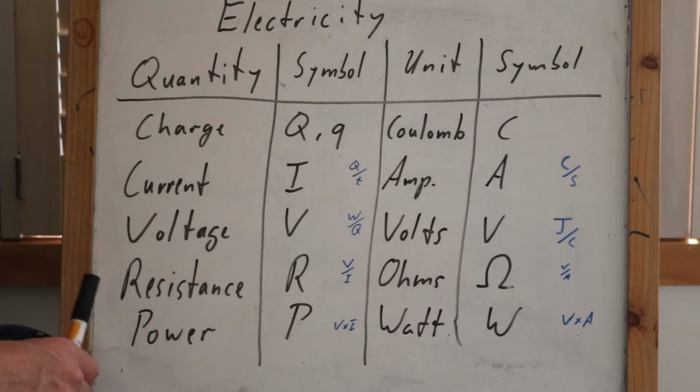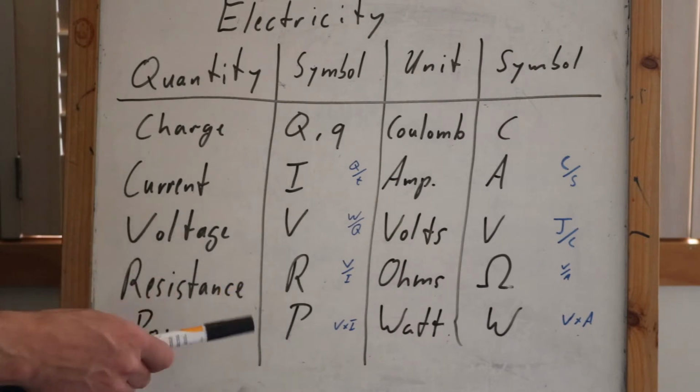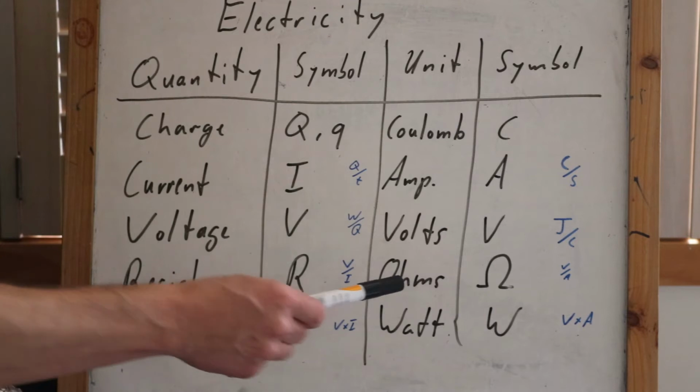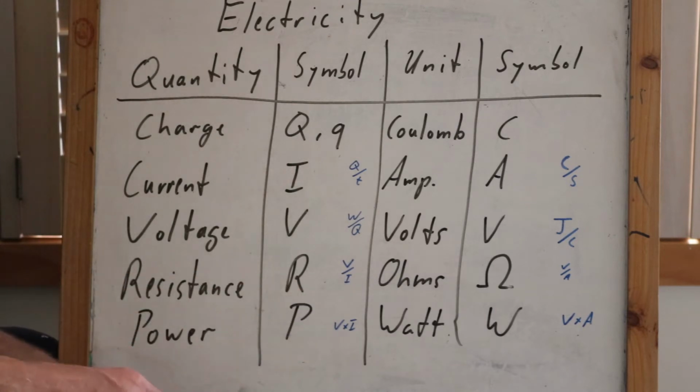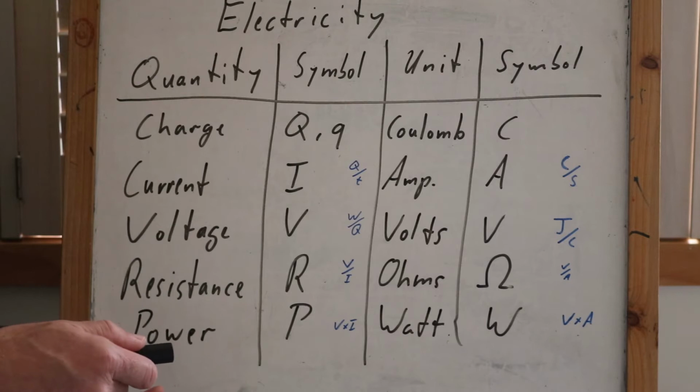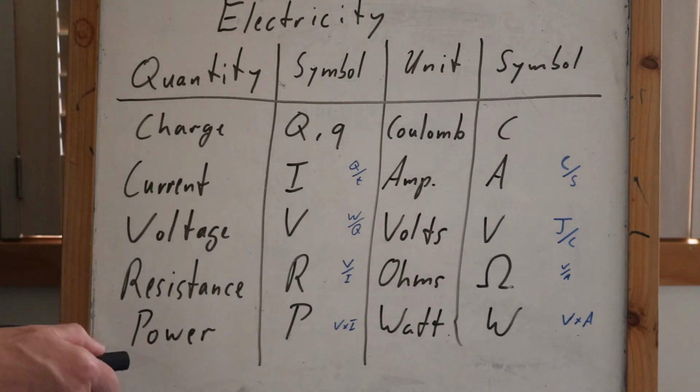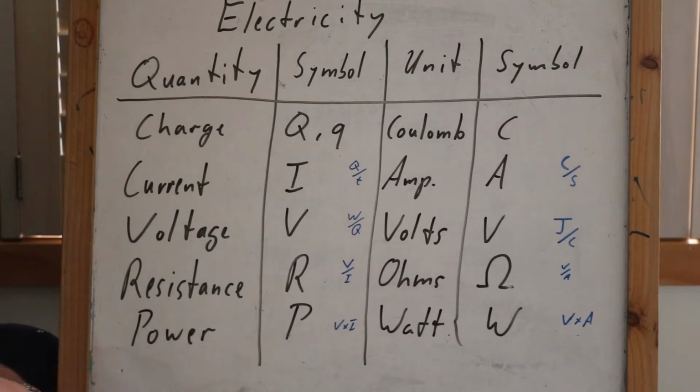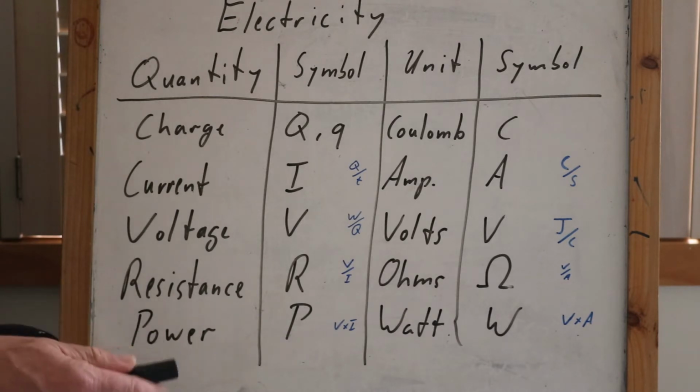Next one is resistance. Resistance, the quantity has a symbol R. The unit is ohms, and now we're running out of normal letters, so we're using Greek letters here. This is a capital letter omega out of the Greek alphabet. Resistance describes the opposition to the flow of current. The greater your resistance, the harder it is for a current to flow.